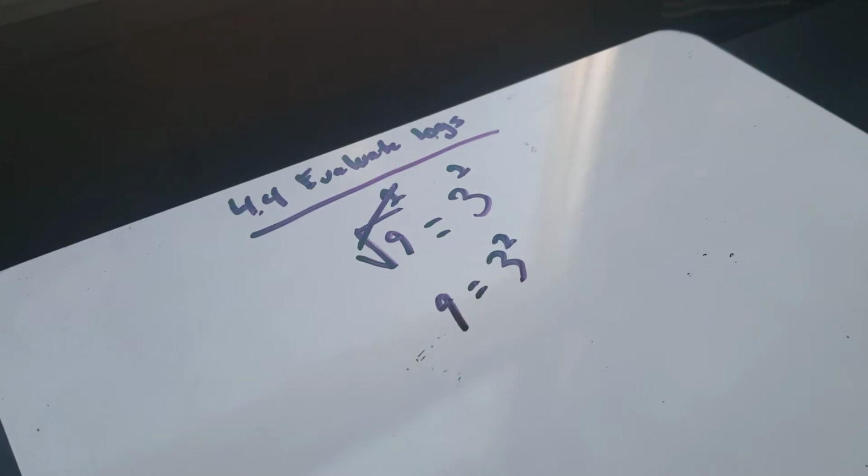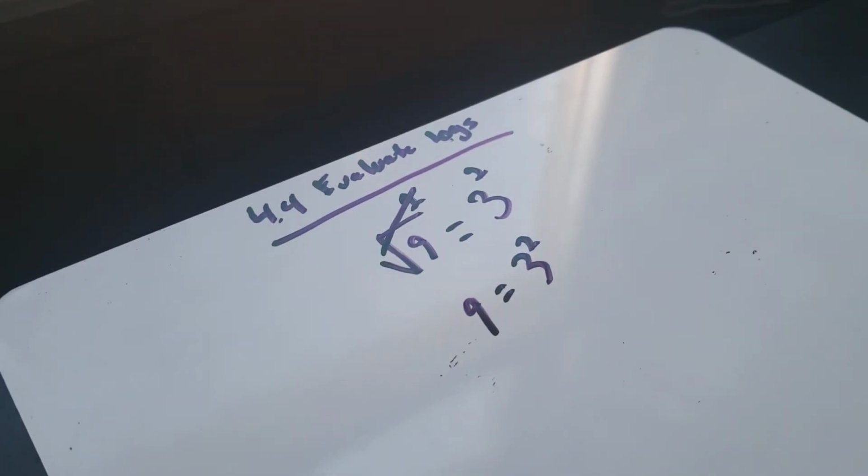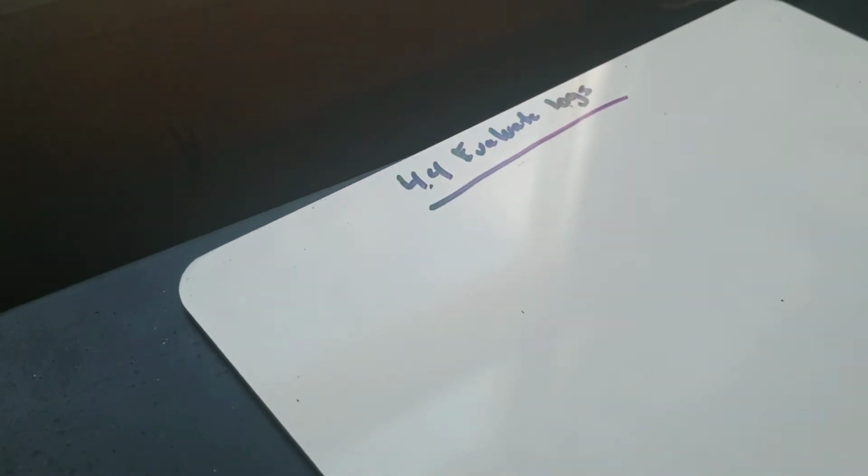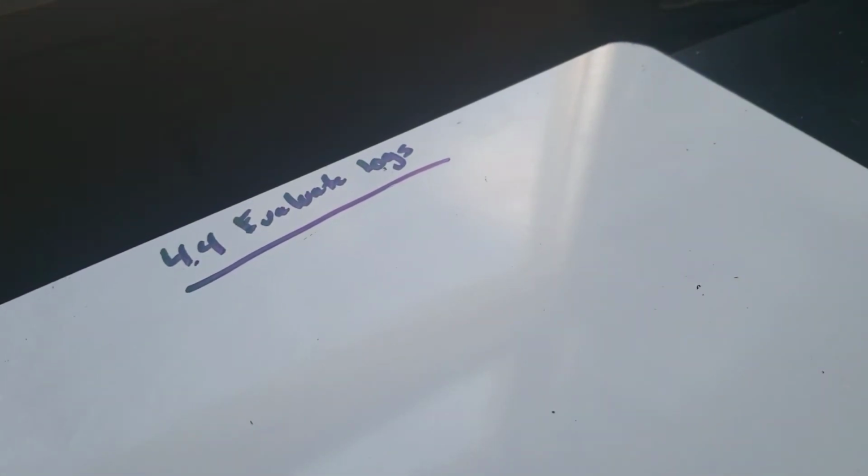So squaring and square rooting are opposite operations. Like they're going against each other. So we need something that is the opposite operation of this. It's very strange to say, but let me see if I can explain it as best as I can.